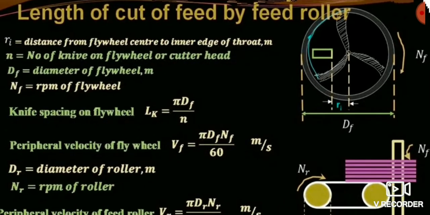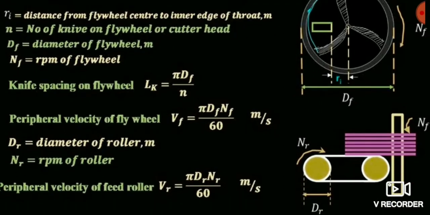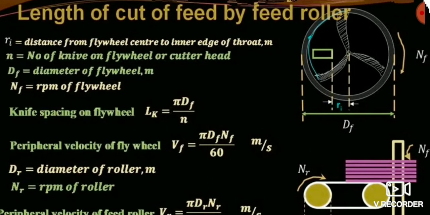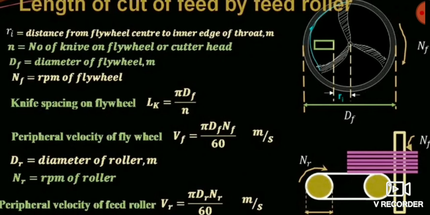So friends, you can see here that the knife spacing on the flywheel is equal to pi df by n. Friends, where df is the diameter of flywheel and pi d is nothing but the total circumference of the flywheel. But friends, knife spacing means here in this case you can see that friends, pi df by n.